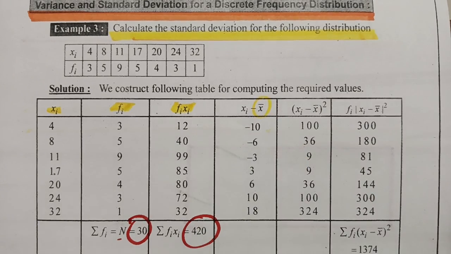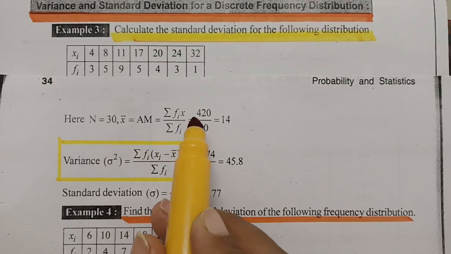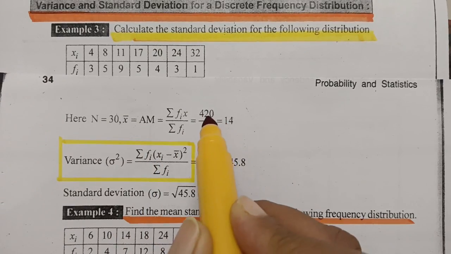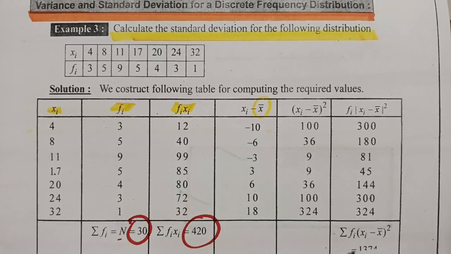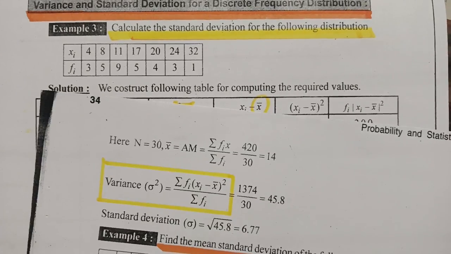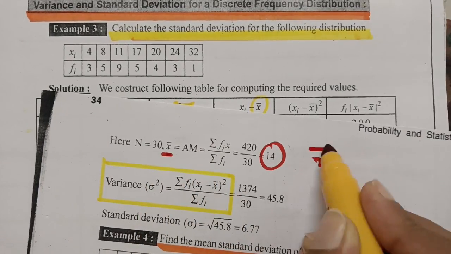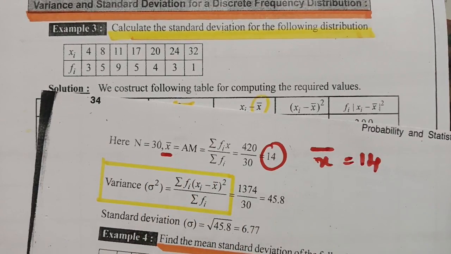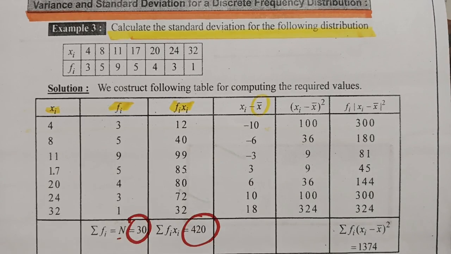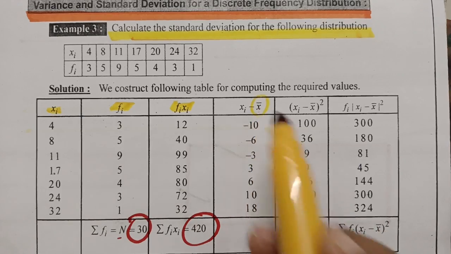Now x bar, see the formula which I am going to show you from the textbook here. x bar is sigma fi xi by sigma fi, that is 420 divided by 30. The value here is 14. So we got the x bar value as 14. Clear?